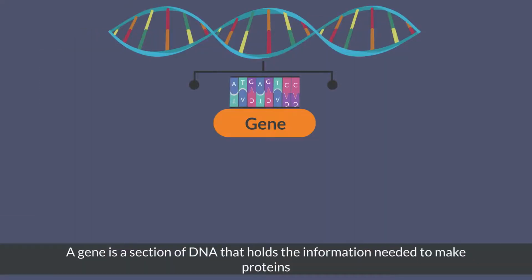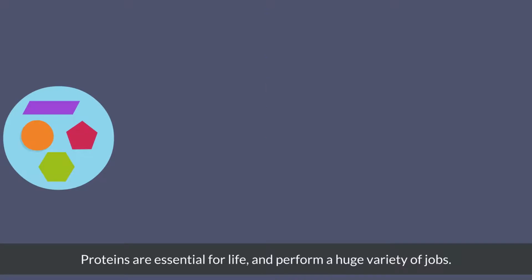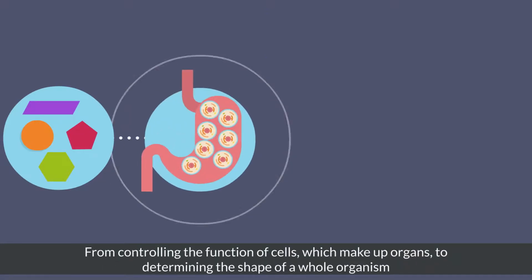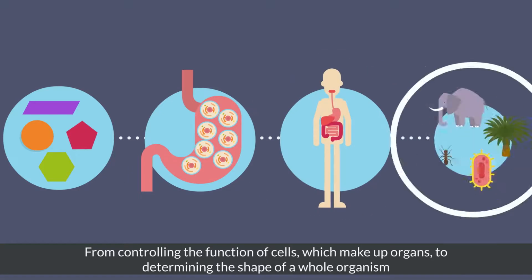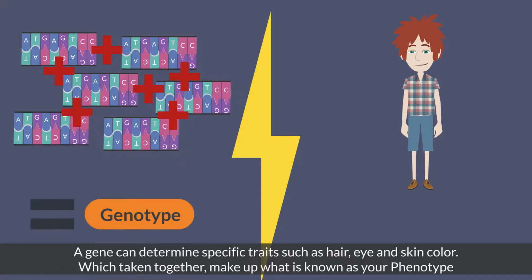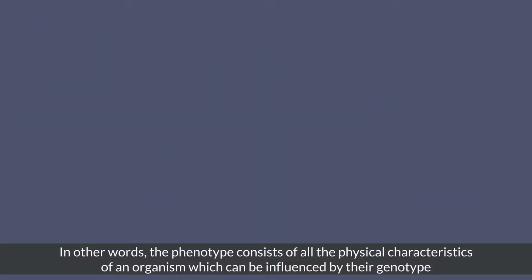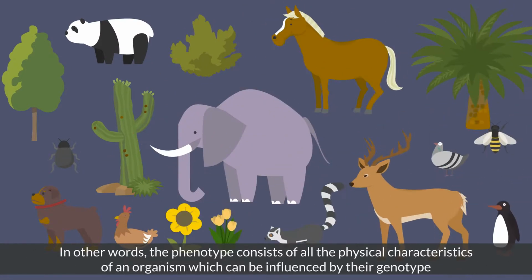A gene is a section of DNA that holds the information needed to make proteins. Proteins are essential for life and perform a huge variety of jobs, from controlling the function of cells, which make up organs, to determining the shape of a whole organism. The collection of all genes in an organism is known as its genotype. A gene can determine specific traits such as hair, eye, and skin color, which taken together make up what is known as your phenotype. In other words, the phenotype consists of all the physical characteristics of an organism which can be influenced by their genotype.